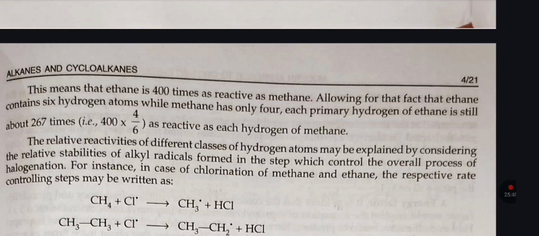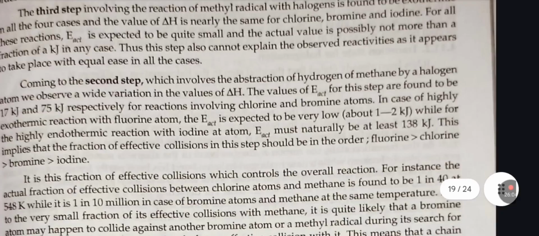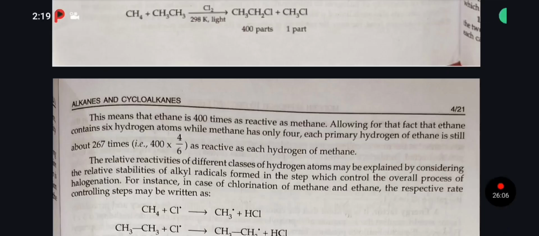stability of alkyl radicals formed in the step which controls the overall process of halogenation. For instance, in the case of chlorination of methane and ethane, the relative rate controlling step may be written as CH4 plus Cl radical will give CH3 radical plus HCl, CH3CH3 plus Cl radical will give CH3CH2 radical plus HCl.